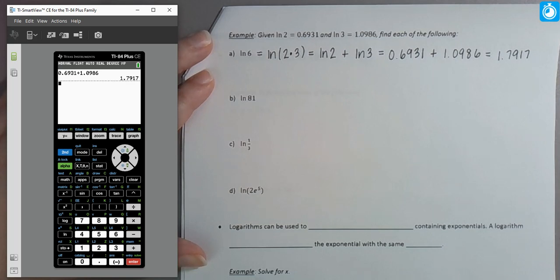Now what happens if we evaluate natural log of 6 in the calculator? If you want to do this, you're going to press the natural log button first, and then you'll type in your input. And sure enough, we get a number that's roughly that value. Now what about the natural log of 81?